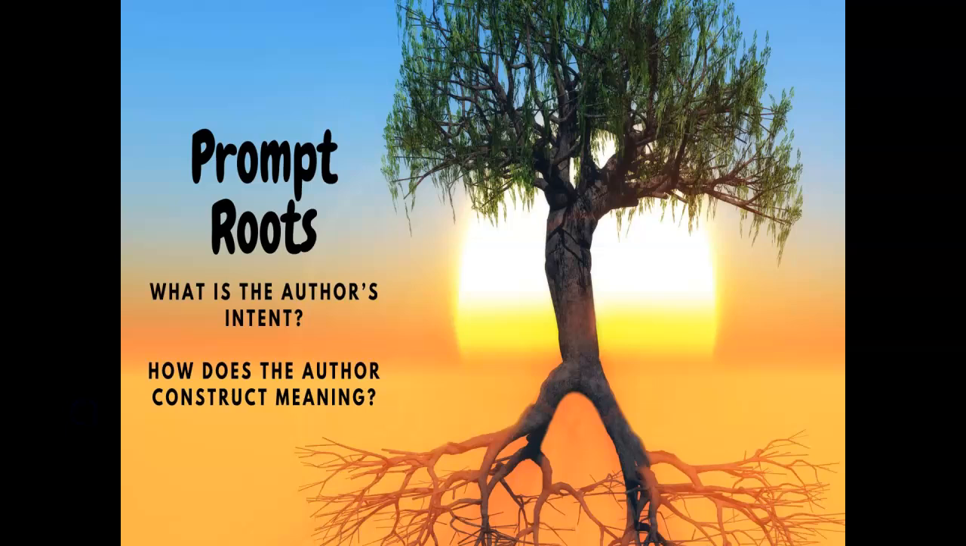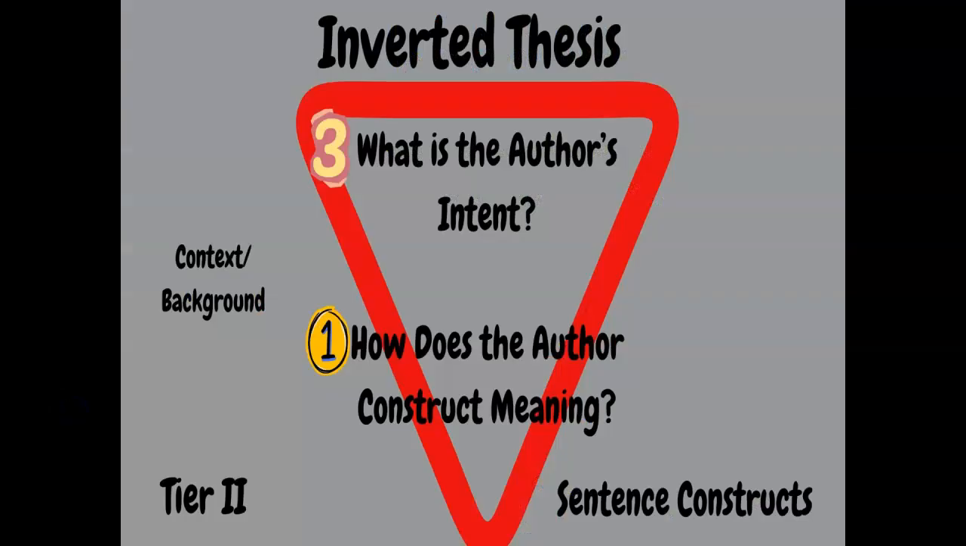If you go back into the annals of the Regents exam and the AP Literature exam, we're talking like the 1970s, and you begin to dissect prompts, what you'll see implicit in all those prompts are 2 questions. What is the author's intent, and how does the author construct meaning? In the thesis statement, I like my students to respond directly to both of those questions. So what is the author's intent, and how does the author construct meaning?